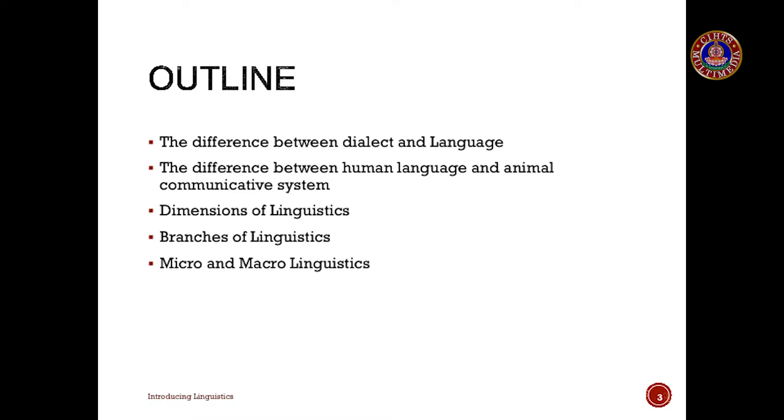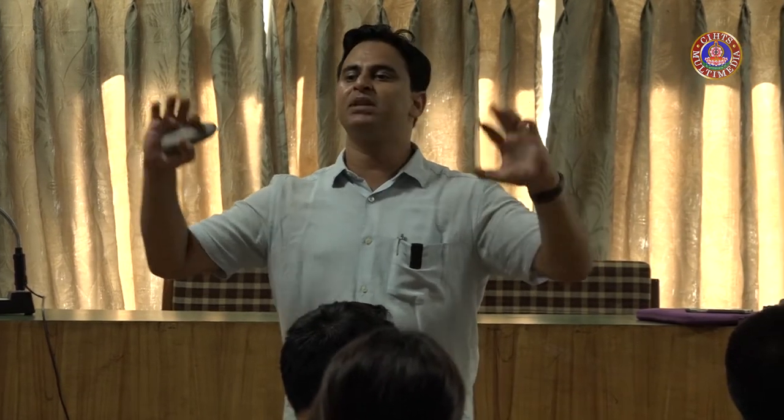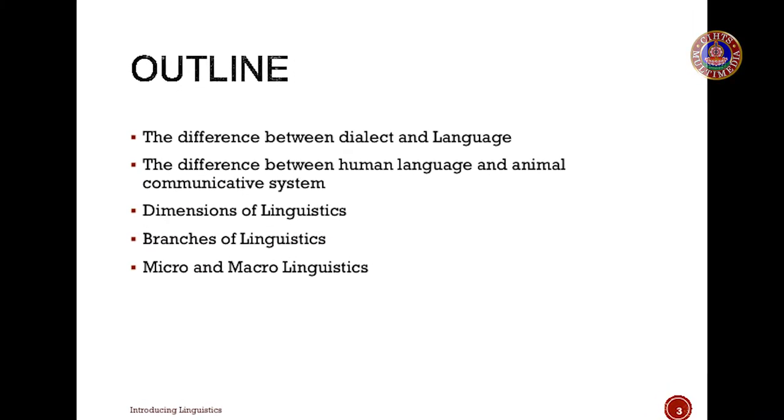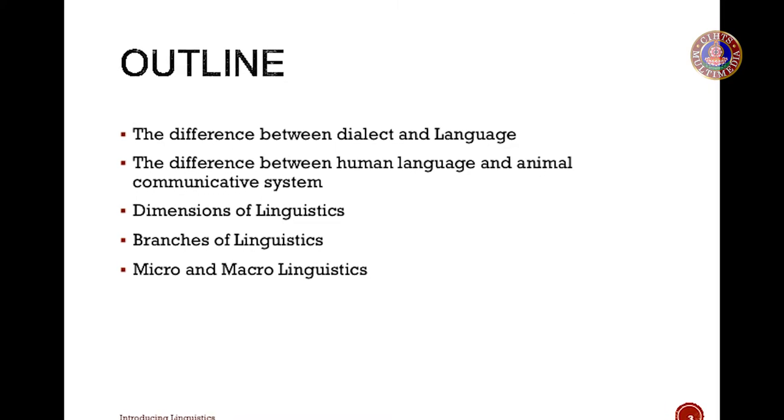Then we have branches of linguistics, and then we have a very recent term, micro and macro linguistics. Micro is something on a smaller level. Macro is just the opposite of that, something on a bigger, larger level. Right? So this is today's talk. We will be leaving our PPTs with you, and this is going to be a very important PPT, so that Jasmeet sir and I ensure that we don't overlap each other's concepts. And you can get the most out of the PPTs.